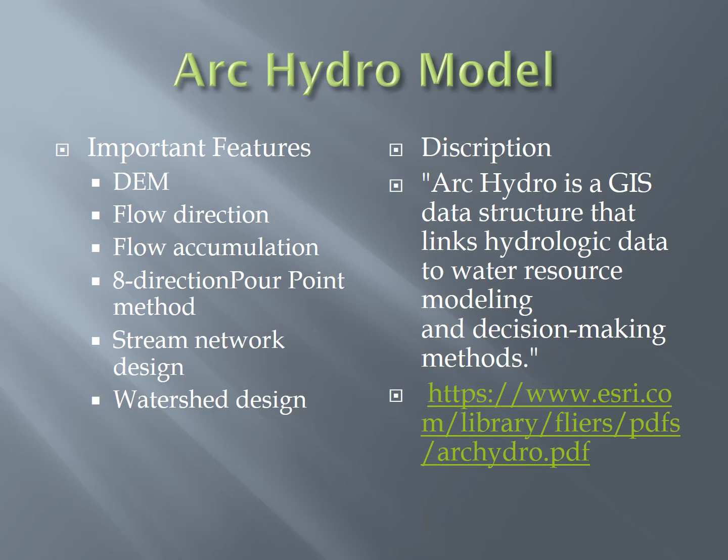The important features of the ArcHydro model: it needs a DEM. In our case, we used a LiDAR-based DEM, which was 1 meter resolution. That way, since the island is on the flatter side, it was easy for us to delineate the intense stream network and the micro-watersheds. The ArcHydro model provides a flow direction raster, a flow accumulation raster, 8-direction pour-point method based pour point locations, and stream network design, and at the end it provides watershed design. For the model, we provided a PDF file here that explains the model. Anybody interested can go to the PDF file and learn about it.